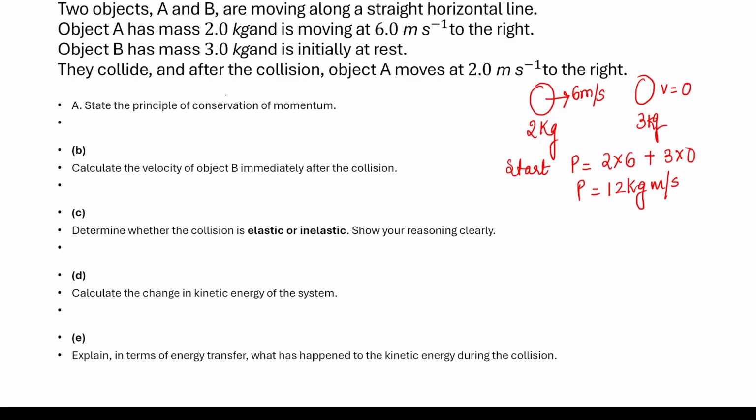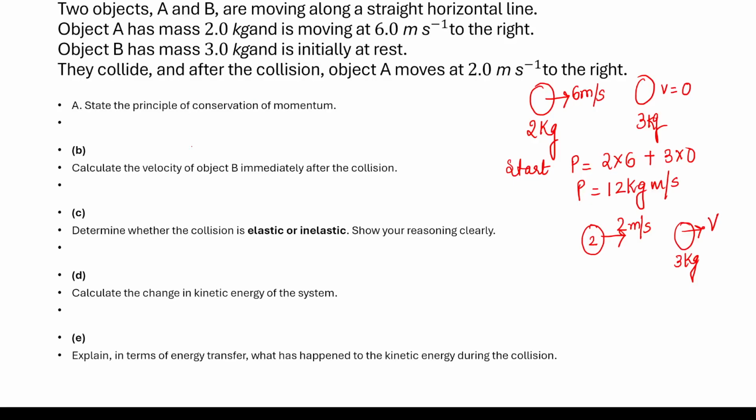Okay, now let's see. They collide, and after the collision, make another diagram. Object A moves. Now see, the speed of this one has reduced. So that means the momentum has reduced. So where has the momentum gone to? It must have gone to the 3 kg object. So we don't know what its velocity would be. Okay, now let's see what the question is asking.